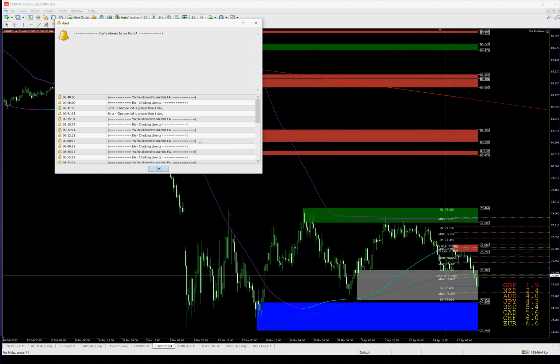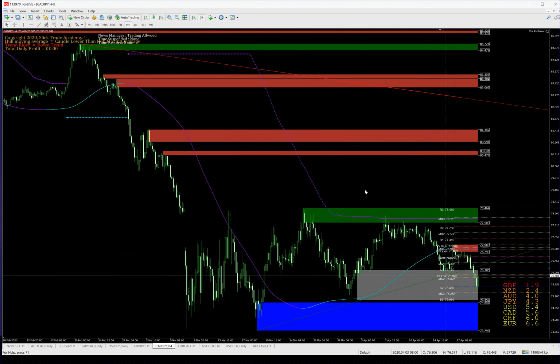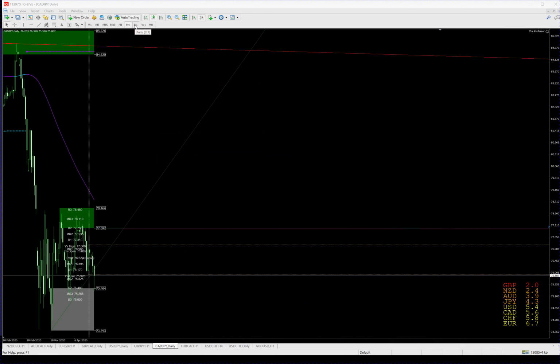4 hour. We came down to support 2, monthly support 3. We're coming up to yesterday's low, so we'll just watch and see what happens. This could be creating a real nice triple bottom. If it is on the 4 hour, then we could be getting ready for a nice long position in the future, but nothing is confirmed yet.